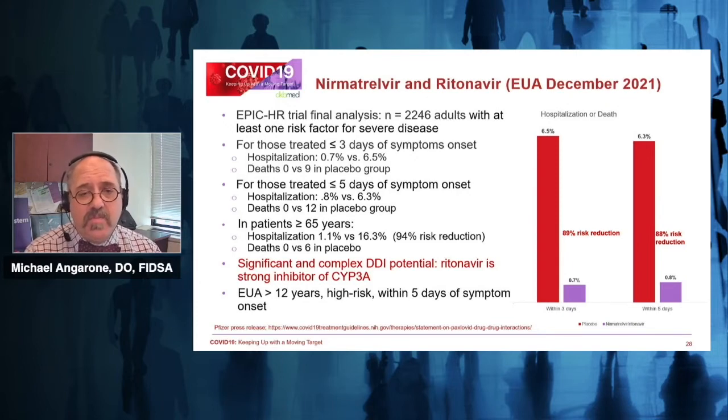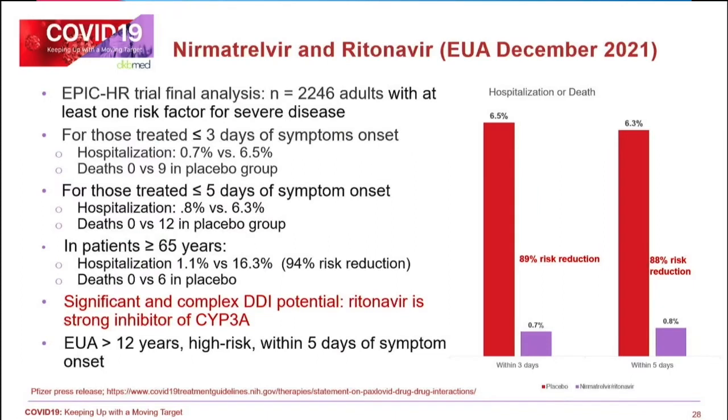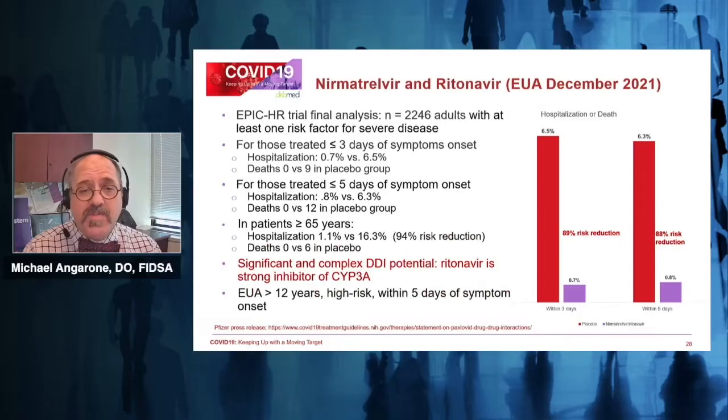There was interim analysis that was reported around the time of the EUA, and we now have the final analysis of the data of around 2,200 adults with at least one risk factor for severe disease. These individuals were randomized within 5 days of symptom onset, and the study looked at hospitalization or death, and they actually looked at those that were given the therapy within 3 days of symptom onset and those within 5 days of symptom onset. Those that received therapy within 3 days of symptom onset, there was an 89% reduction in the hospitalization or death, so 0.7% for the Nirmatrelvir ritonavir versus 6.5% in the placebo. No deaths in the treatment arm and 9 in the placebo arm.